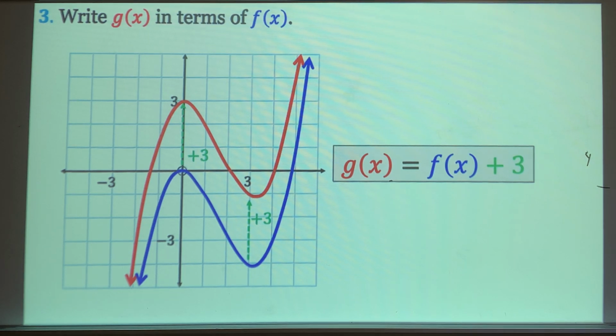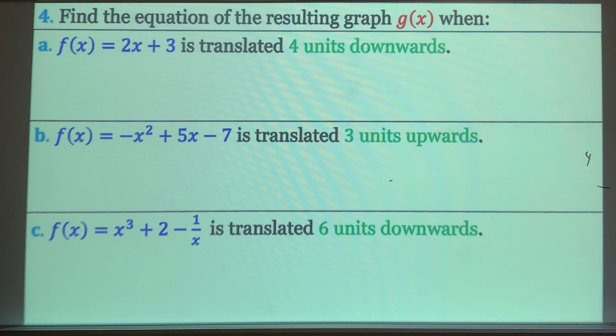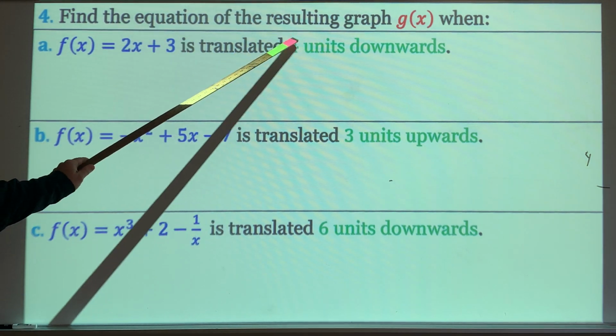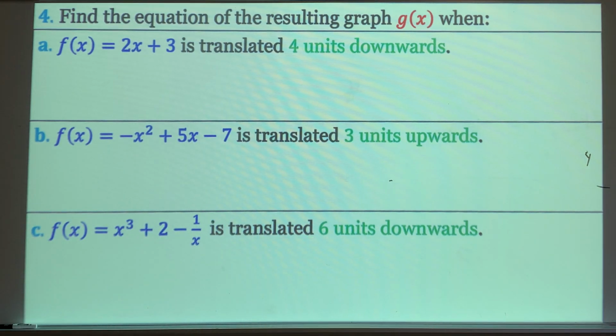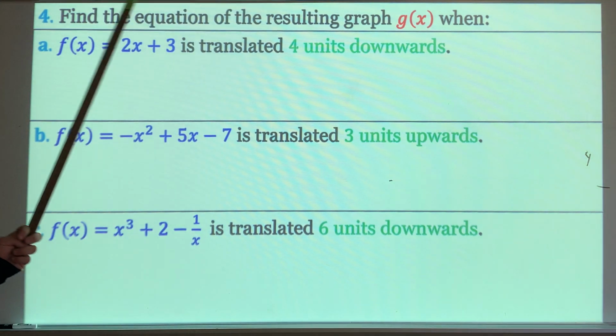Ready for the next one? Find the equation resulting in the graph. So now you're creating a new graph called g of x. Now you're going to take these original equations, and move this one 4 units down, move this one 3 units up, and move this one 6 units down. I know we didn't go over this, but you should be able to figure this out.